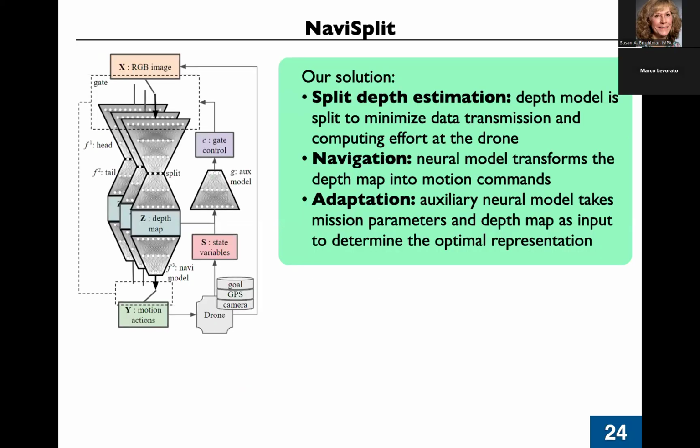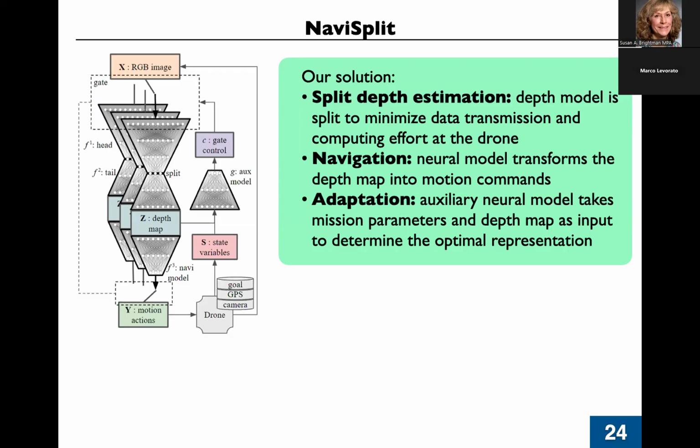And then we call this the bomb model. For some reason, my students decided to draw it like this, like bombs dropping. So we have now the depth estimation model, which is split. Then you have the navigation model. And now, again, the same idea: you have an auxiliary model which is controlling the shape that the model is taking from a compression point of view.